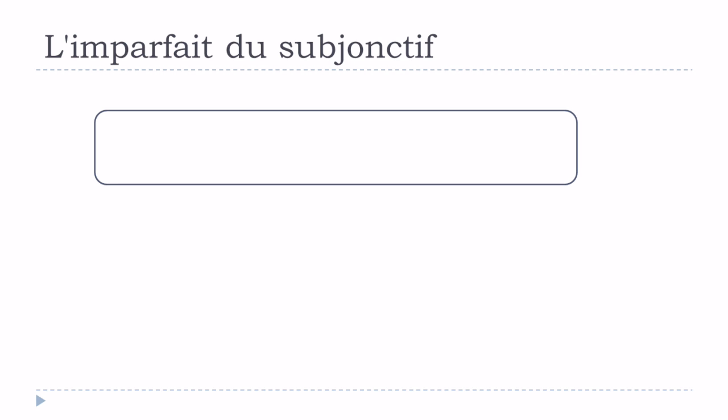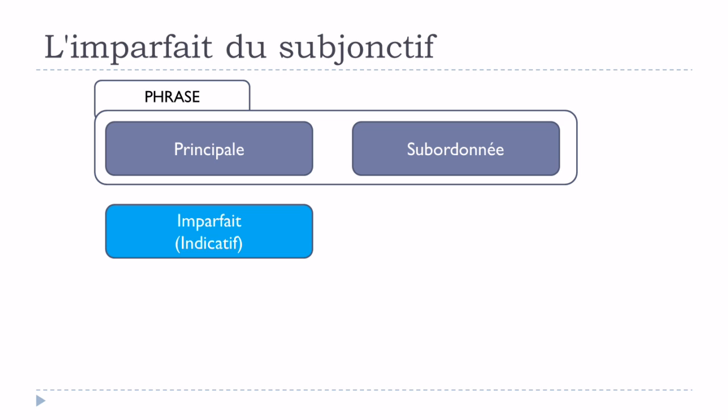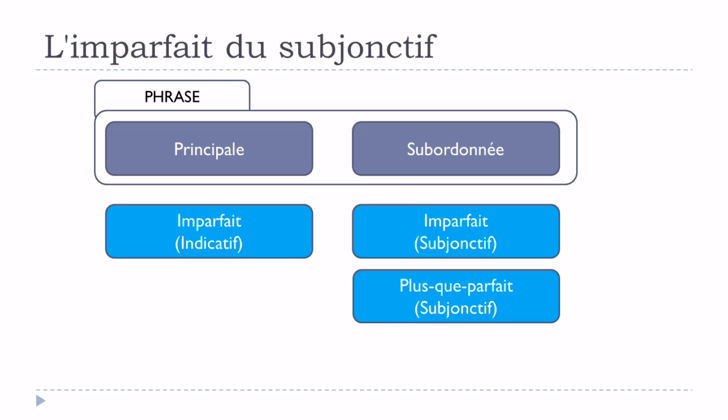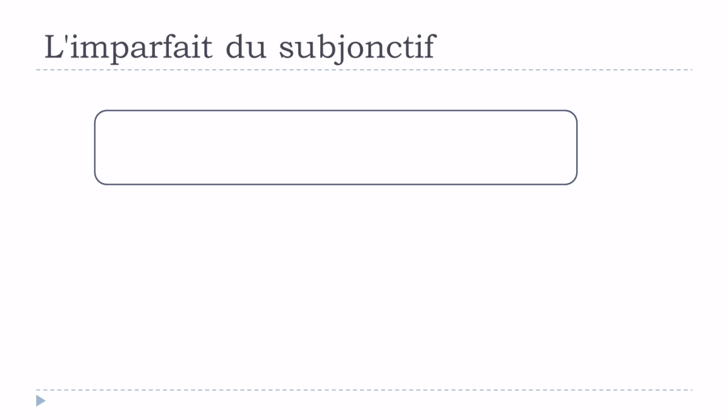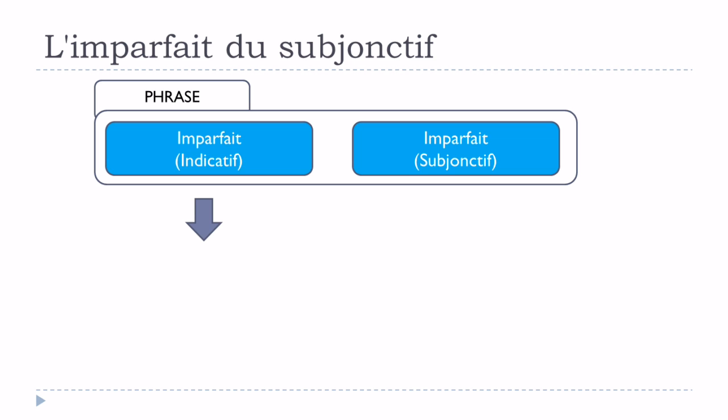So now let's imagine that we've got a sentence, okay? And in this sentence we've got la principale and we've got une subordonnée. Okay, so if we have l'imparfait de l'indicatif dans la principale, so in the first part, then normally we should put in the subordonnée l'imparfait du subjonctif, or then le plus que parfait du subjonctif. Okay, so that's the way it should normally be done. Imparfait de l'indicatif, imparfait du subjonctif. Let's give an example now.